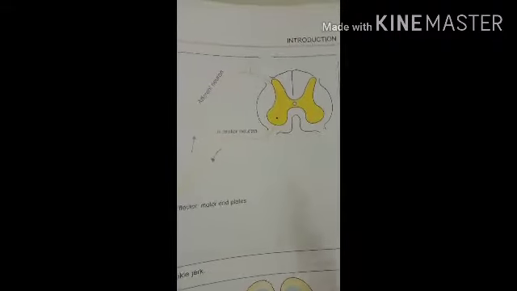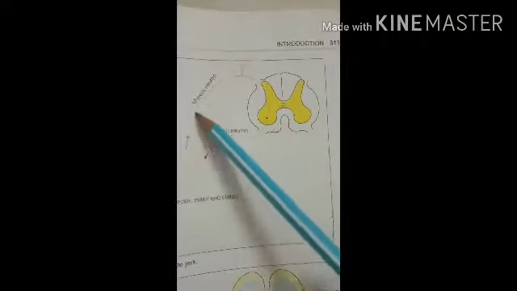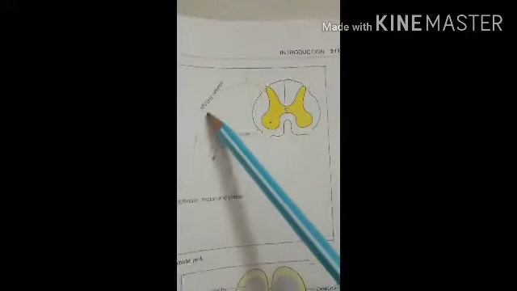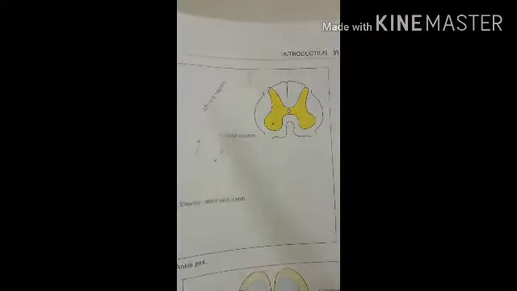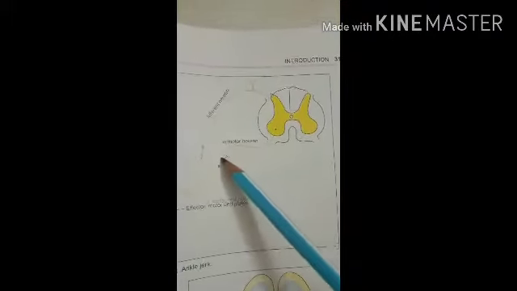Then the functional classification of the neuron. According to its function, neurons are sensory and motor. The neuron which carries sensory impulses from the organ to the cerebral cortex via the spinal cord is called the sensory neuron. Here you can see the direction of the impulses. And the motor neuron carries impulses from the brain and the spinal cord to the peripheral organ or the muscle. Here you can see the direction of the impulses.